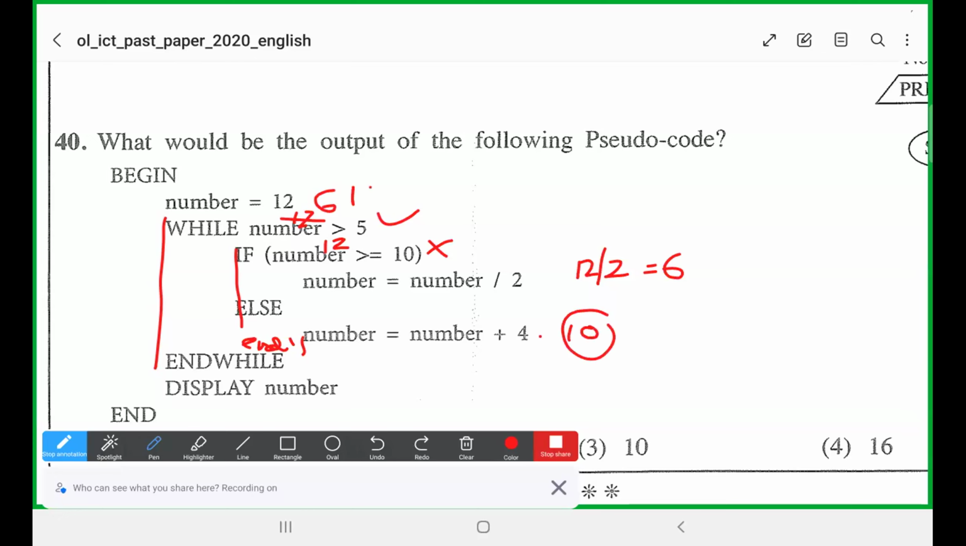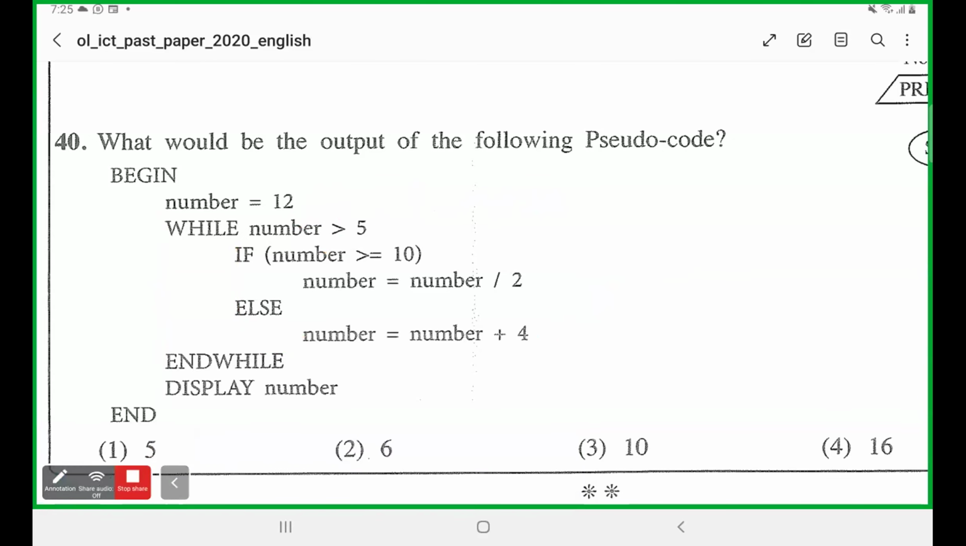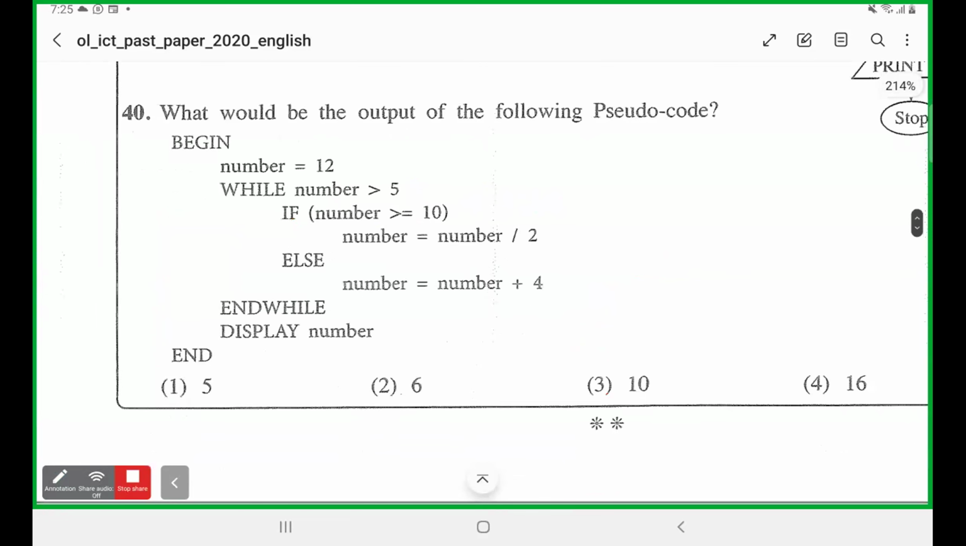Again go up. 10 greater than 5? Yes. Then number greater than or equal to 10? Yes. Now you're going to divide it. Now it becomes 5 when you divide by 2. And then again go up. 5 greater than 5? No. Then you go down. When number becomes 5, you go down. Okay, so that is the output you will get. Very good.